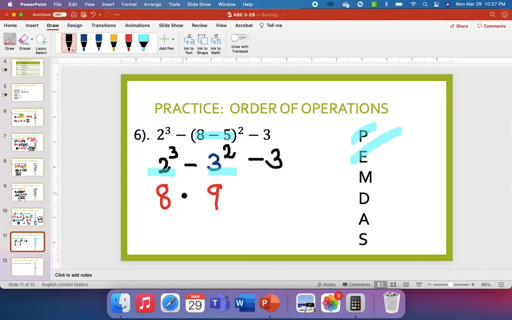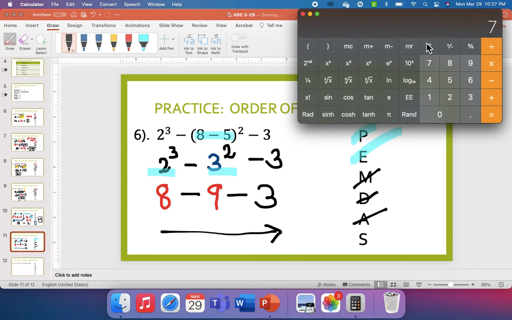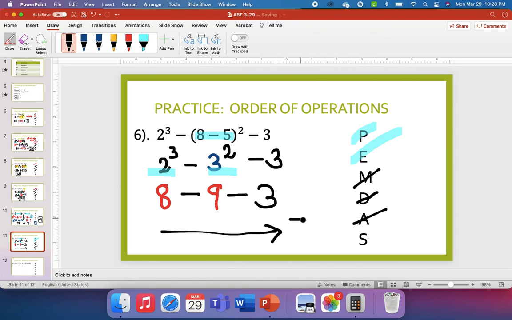And again, I'm going to go ahead and subtract these 2 values as well as subtract 3. Notice how I don't have multiplication, I don't have division, I don't have addition. I have subtraction. So what we're going to do now is we're just going to simplify our expression from left to right. I'm going to go ahead and punch in my calculator what 8 minus 9 minus 3 is. That's going to equal a negative 4, and that's your final answer.